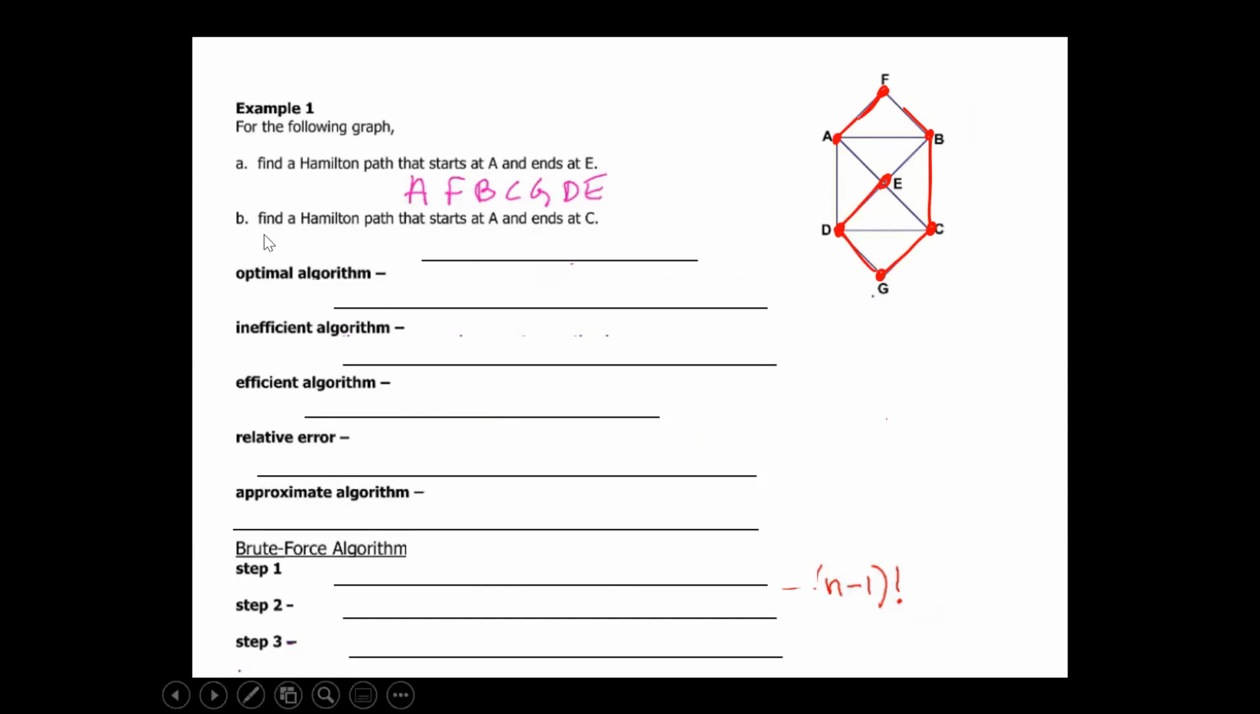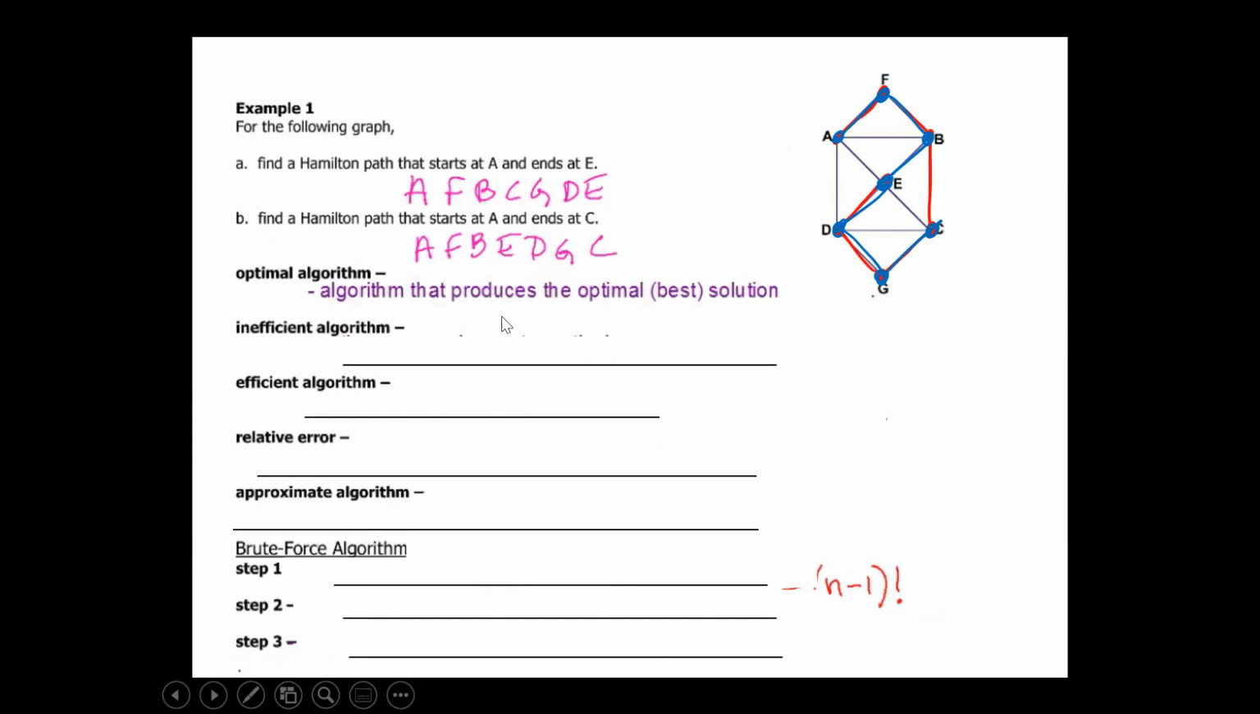Now, second part is find a Hamilton path that starts with A, and I would like you to go ahead and end at C. So pause the video and find that one. The one that I did was from A to F, F to B, down to E, to D, D to G, and then end at C.